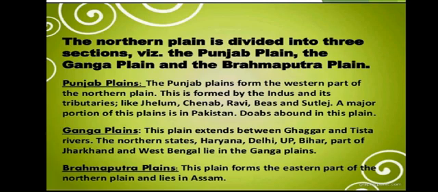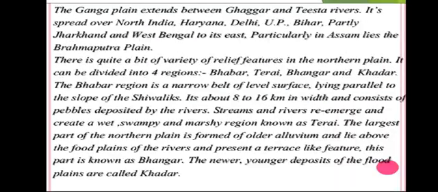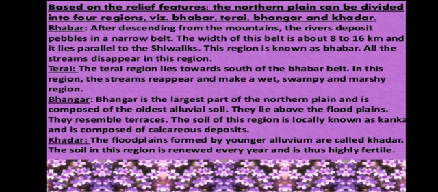Ganga Plains. This plain extends between Ghagar and the Tista River. And where does it lie? Haryana, Delhi, UP, Bihar, parts of Jharkhand and West Bengal. Brahmaputra Plains. This plains form the eastern part of the northern plain and lies in Assam. After that, we saw, based on relief features, it was divided into four parts: Bhabar, Tarai, Bhangar and Khadar.